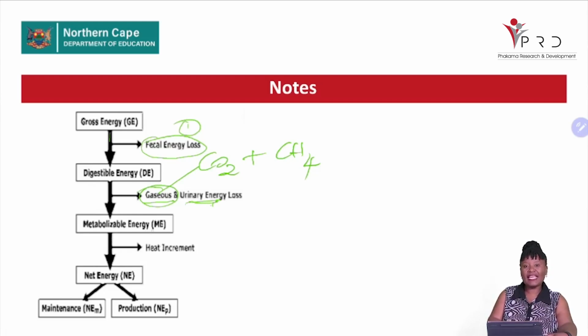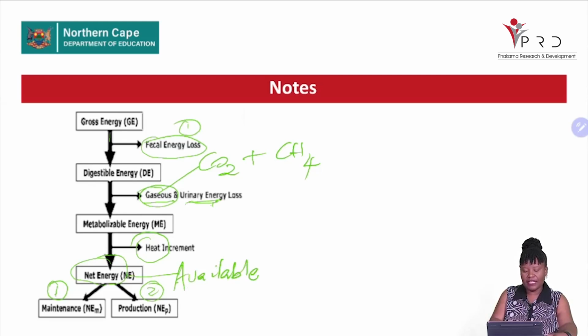This metabolic energy is not yet available to be utilized by the animal either. It is going to lose energy in the form of heat. And when it loses energy in the form of heat, it forms the fourth energy, which is net energy, and which is the one that is available to be utilized by the animals for maintenance purposes and also for production and reproduction purposes. This is the energy that can be utilized by an animal. All in all, it is the energy that is available.